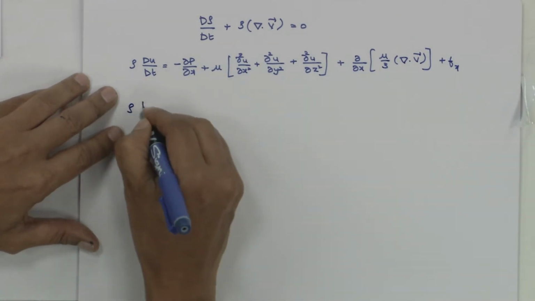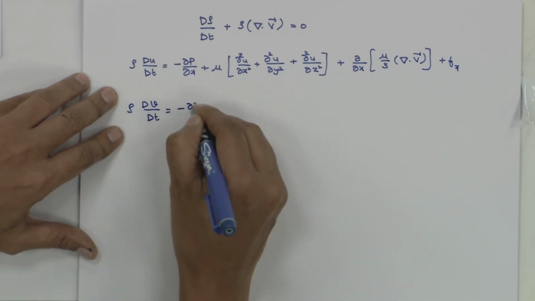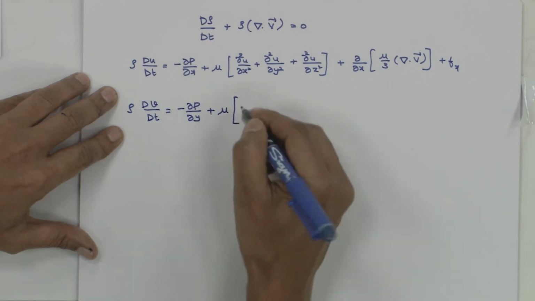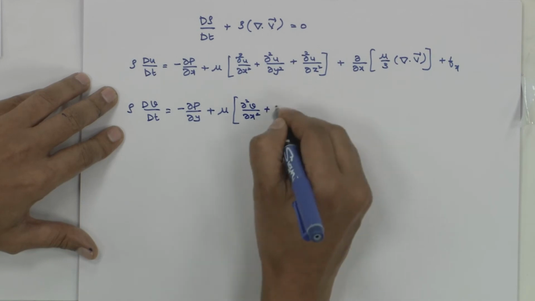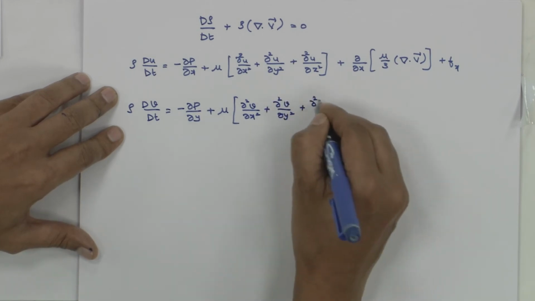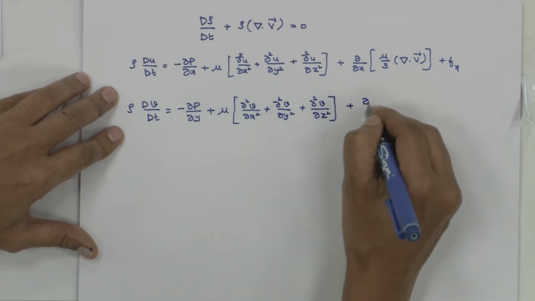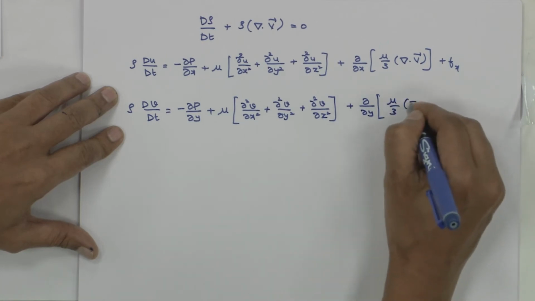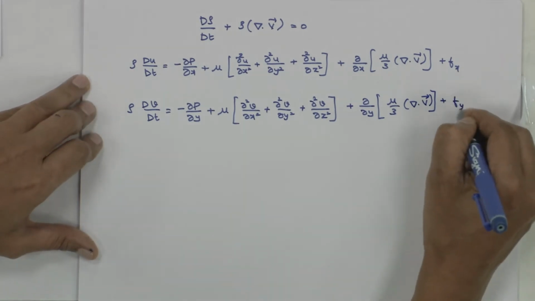Y momentum equation is rho dv by dt equal to minus del p by del y plus mu del squared v by del x squared plus del squared v by del y squared plus del squared v by del z squared plus del by del y of mu by 3 del dot v plus fy.